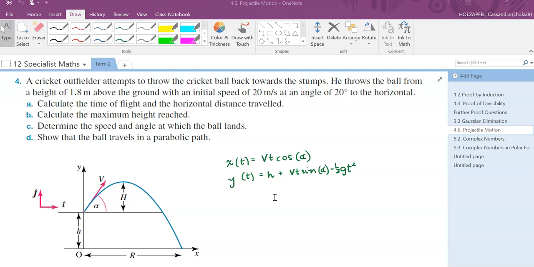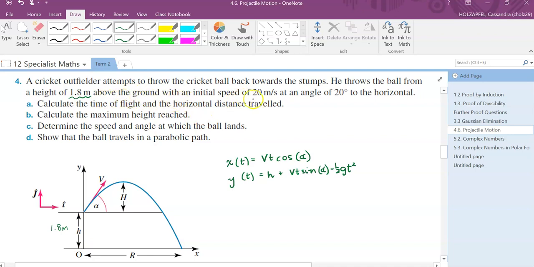So I've got a little diagram here just to show you what I mean, and I'm going to use this question and draw on this diagram to show you how this is going to work. So, a cricket outfielder attempts to throw the cricket ball back towards the stumps. He throws the ball from a height of 1.8 meters. So I'm going to underline that there. And the other thing that I'm going to do is, because I know he's 1.8 meters above the ground, I'm going to pop this information just here. So this value for height is going to be 1.8 meters.